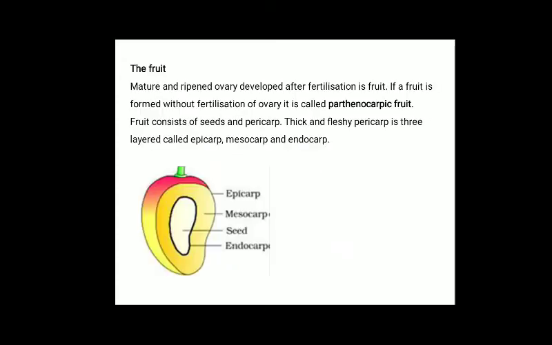Then we have fruit. This is formed after fertilization. Fruit is a mature or ripened ovary developed after fertilization. If a true fruit is formed without fertilization, such fruits are known as parthenocarpic fruit. The best example for parthenocarpic fruit is banana. Fruit consists of seeds and pericarp. The thick and fleshy pericarp has three layers, that is epicarp, the outermost layer, mesocarp, the middle layer, and endocarp, the inner layer.